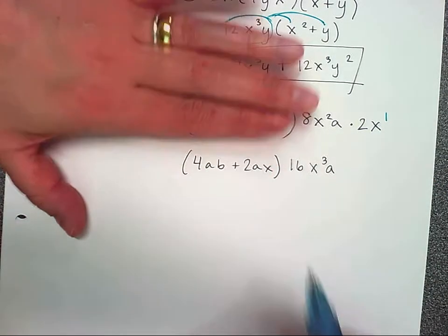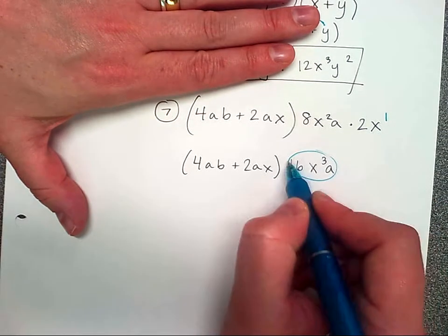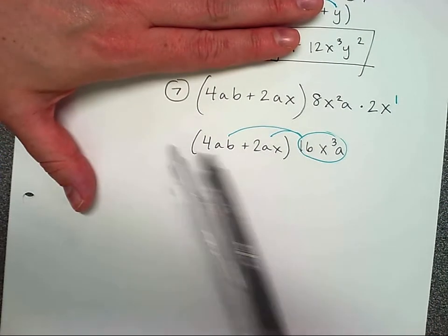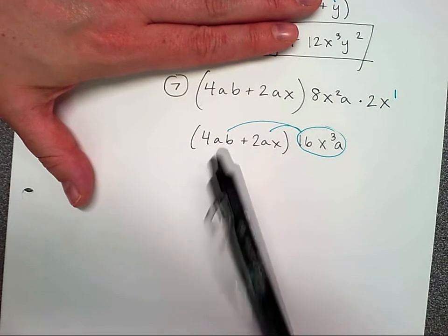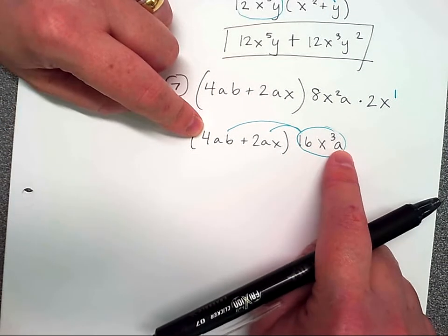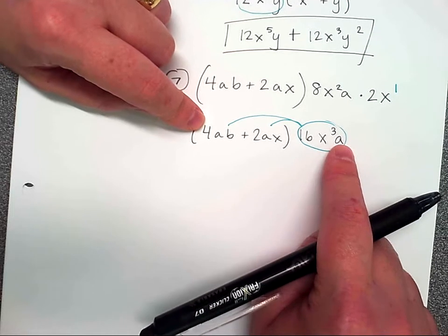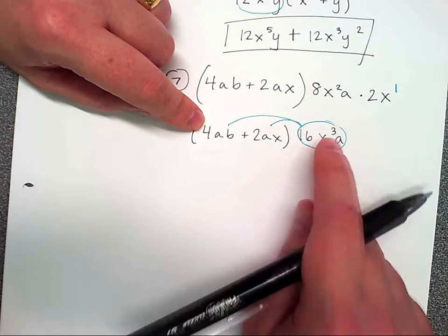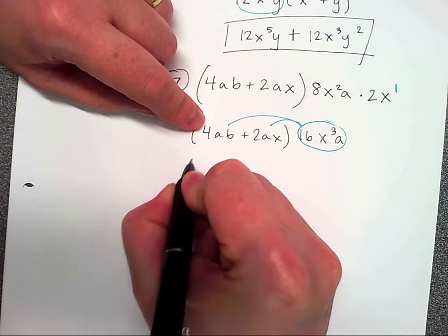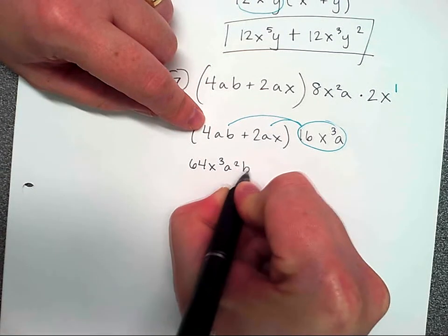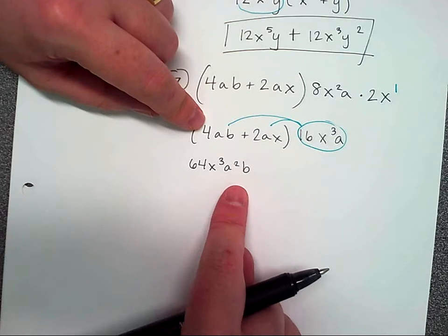Okay, now I'm going to distribute. I'm going to distribute this whole thing to each term of where I'm adding. So I have 16x cubed a times 4ab. 64x cubed a squared b. One more time, Blair. 64x cubed a squared b. Okay, who agrees?